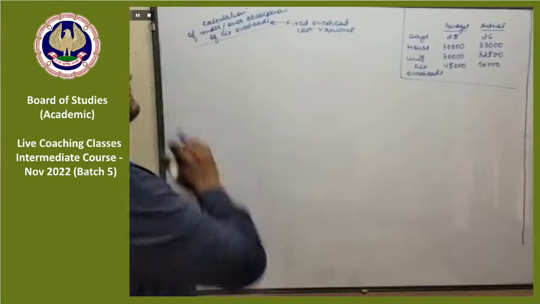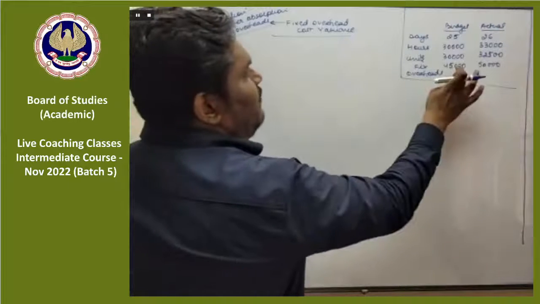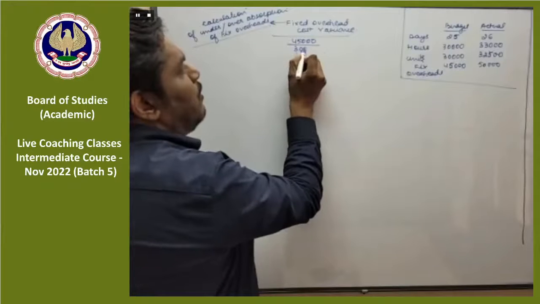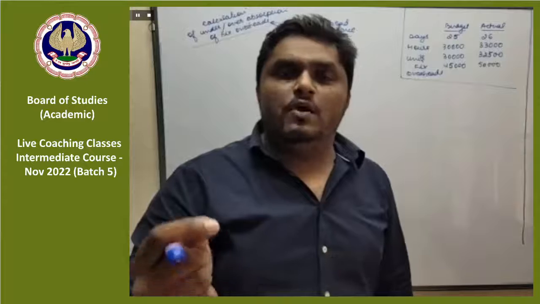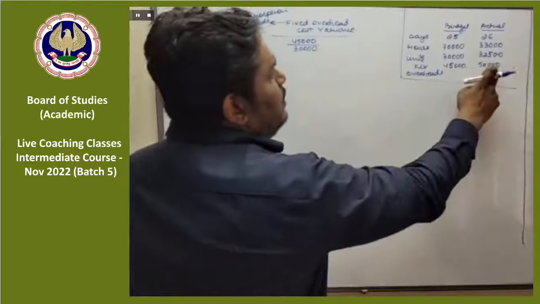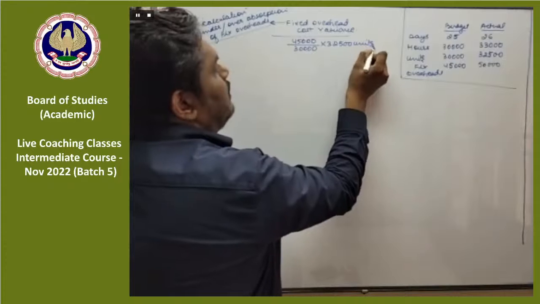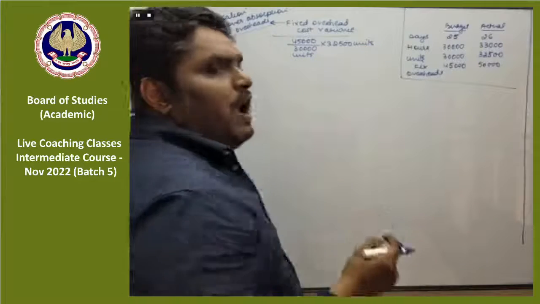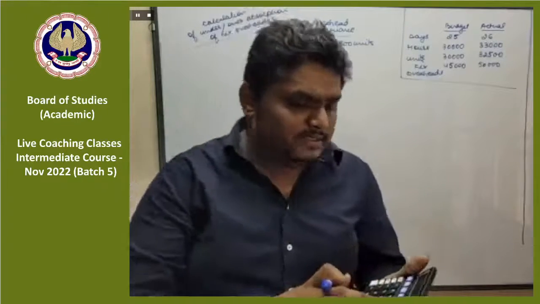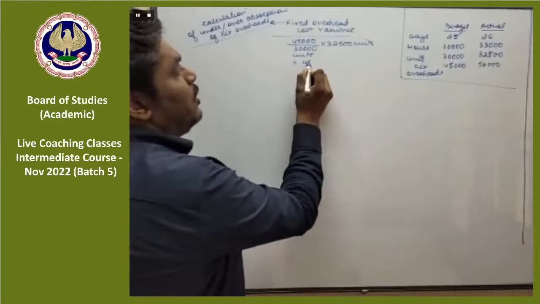So now, fixed overhead cost variance, how to calculate? Very simple, guys. 45,000 overheads for 30,000 units. My absorption rate is how much? 1.5 per unit into my actual units, that is 32,500 units. So how much will be my absorbed overhead? Very simple, 45,000 for 30,000 units. So for 32,500 units, how much? 48,750 is my absorbed overheads.